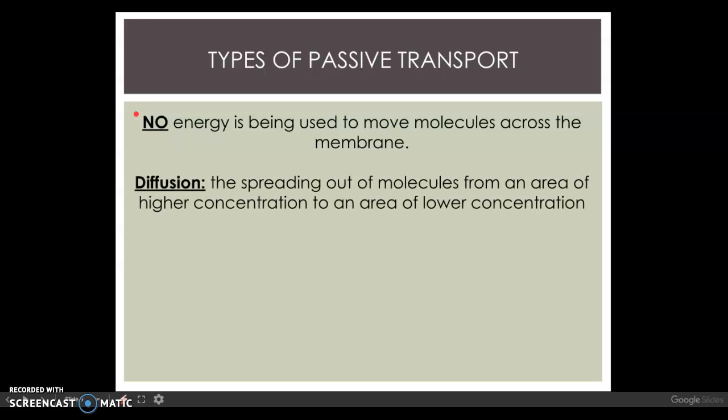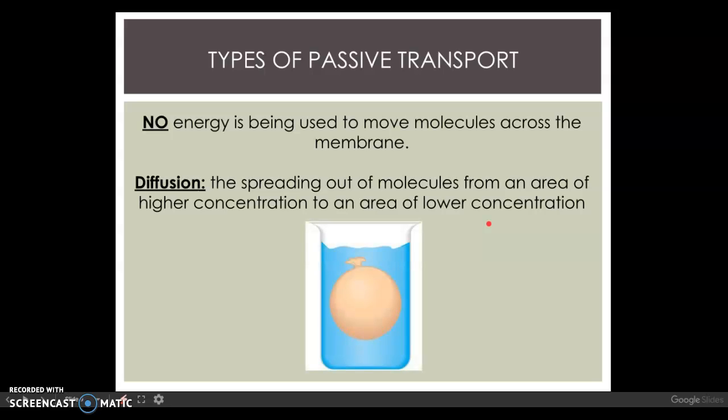One of the definitions that you need to have on page 29 is the definition of diffusion. Diffusion is the spreading out of molecules from an area of high concentration to an area of low concentration. The perfume example that I gave is a perfect example of this. We're going to look at some scenarios that are problems that you will need to be able to solve, and some examples are in this video.